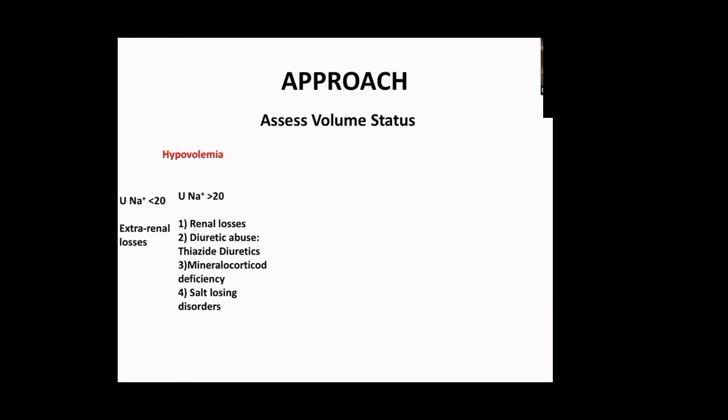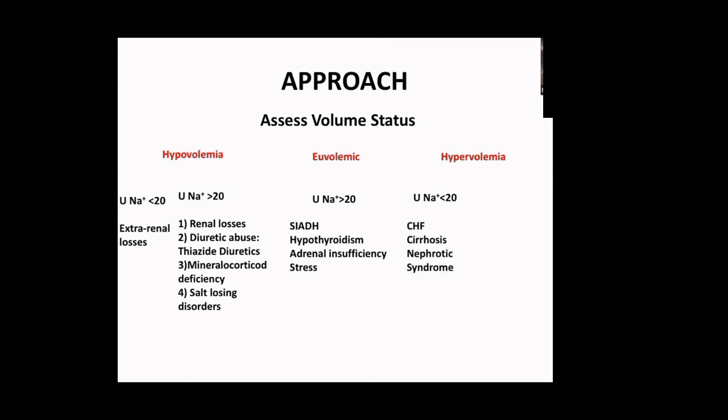Diuretic abuse, thiazide diuretics, mineralocorticoid deficiency. Aldosterone leads to sodium and water retention, so if there is a deficiency of aldosterone, sodium will be lost in the urine, as in salt-losing disorders. If it is euvolemic, urinary sodium will be high: SIADH, hypothyroidism, adrenal insufficiency, and stress. If hypervolemic, urinary sodium will be low, as in cirrhosis, CHF, renal failure, nephrotic syndrome. Urinary sodium will be high in acute or chronic renal failure. So basically, we assess the volume status, and then we see the urinary sodium.